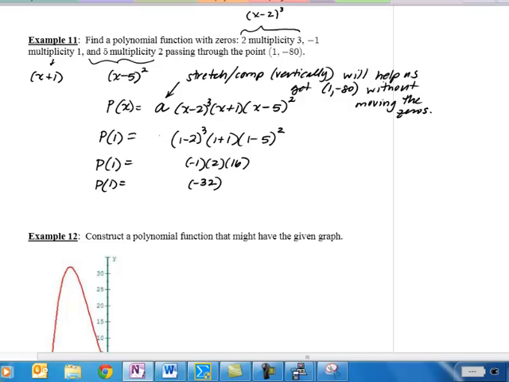So we'll introduce this coefficient a that we can adjust any way we want to. And if this is supposed to be negative 80, then it looks like a should be 80 over 32. Those both have a factor of 4 at least. We could make that 20 over 8. Those both have a factor of 4, so 5 over 2.